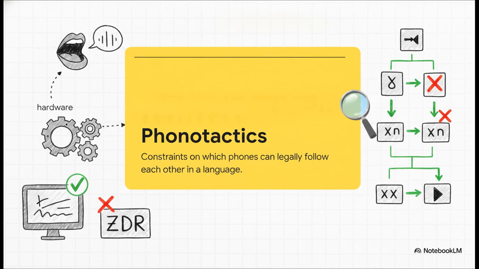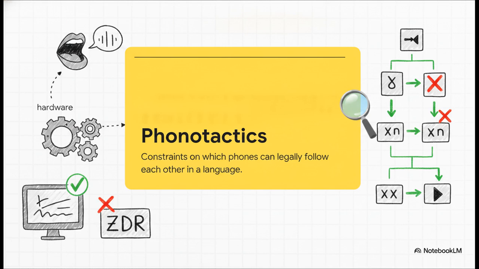But wait, you can't just throw any random sounds together. Every single language has strict software constraints on which phones can legally follow each other. This rulebook is called phonotactics. Think of phonotactics as the bug-checking system of a language. For example, in English, our phonotactics simply do not allow a syllable to start with the sequence ZDR. It completely violates our internal rules.